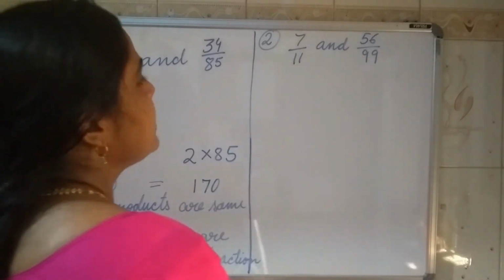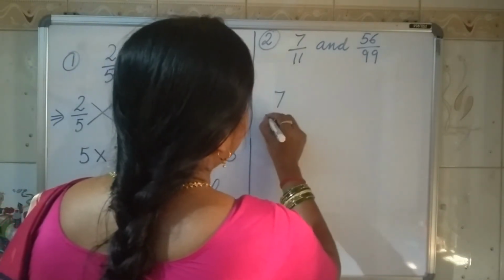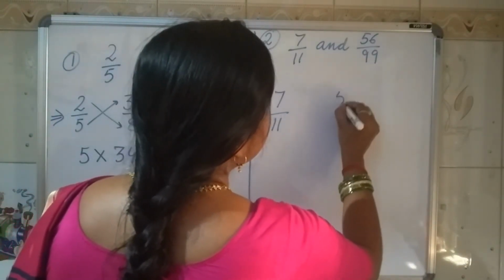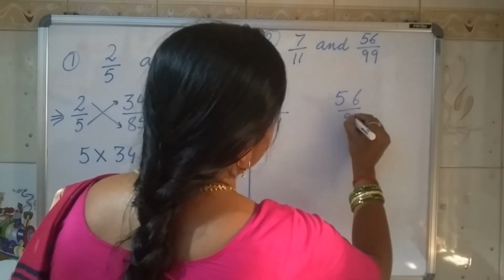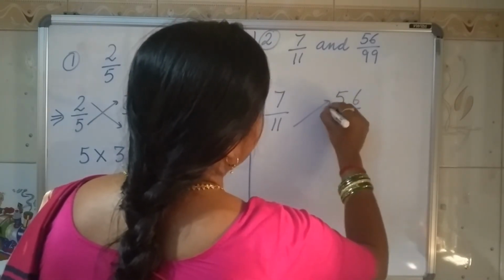Now I am giving you the second example: 7 upon 11 and 56 upon 99. The same thing, we have to multiply.